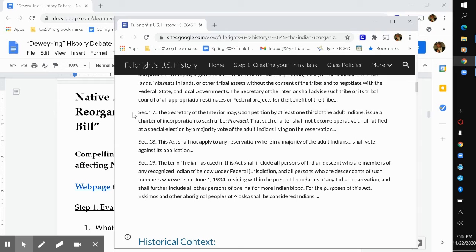Section 17. The Secretary of the Interior may, upon petition by at least one-third of the adult Indians, issue a charter of incorporation of such tribe, provided that such charter shall not become operative until ratified at a special election by a majority vote of the adult Indians living on the reservation.